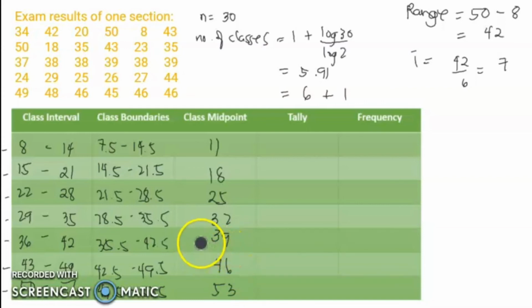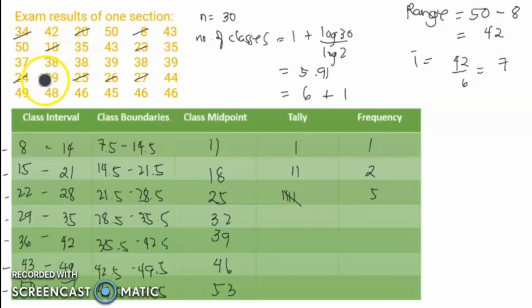How about the tally? For 8 to 14, how many do we have there? We only have 1. How about the frequency for 15 to 21? We have 1, 2. So, we have 2 only. How about 22 to 28? That's 1 already, 2, 3, 4, 5.